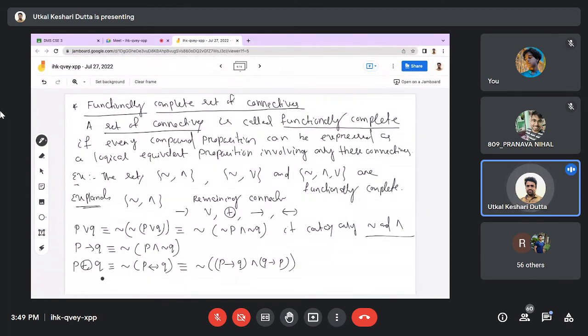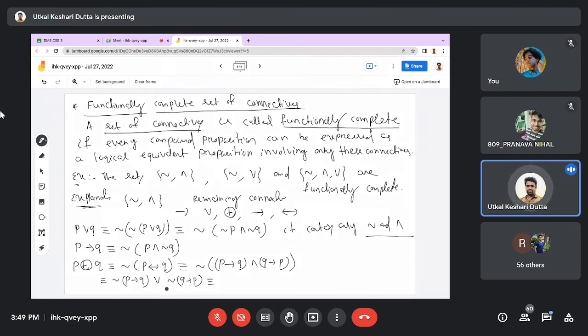Use De Morgan's law. What will be this? Negation of P conditional Q, the conjunction is there, that will be disjunction, negation of Q conditional P. This will be equivalent to the same.